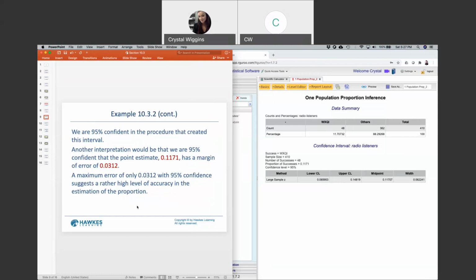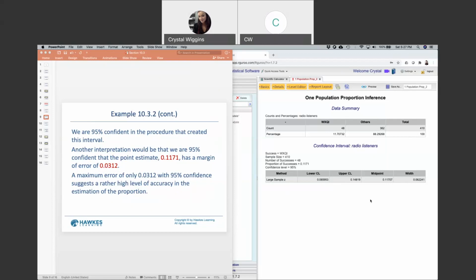Another interpretation would be that we are 95% confident that the point estimate, 0.1171, has a margin of error of 0.0312. Remember, to get the margin of error, let's see. The easiest way in a proportions problem to get the margin of error, say the question asked me to identify that, and it doesn't look like our guru gives that to us straightforwardly, but that's okay.